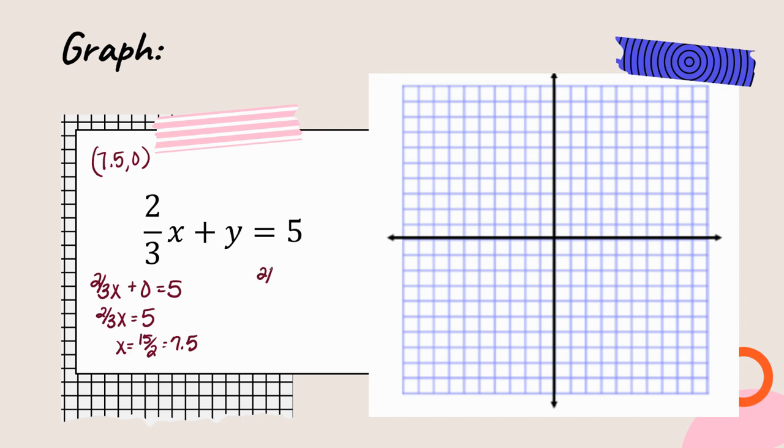So I'm going to put 0 in for x. So 2/3 times 0 plus y is equal to 5. 2/3 times 0 is just 0, so y is equal to 5, meaning I have a y-intercept at 0, 5. The y-intercept is pretty easy, so I'm just going to count up 5, 1, 2, 3, 4, 5, and make a point. But how do I graph 7.5? Well, on the x-axis, I'm going to count over 7. 1, 2, 3, 4, 5, 6, 7. And then I'm going to go halfway between 7 and 8.